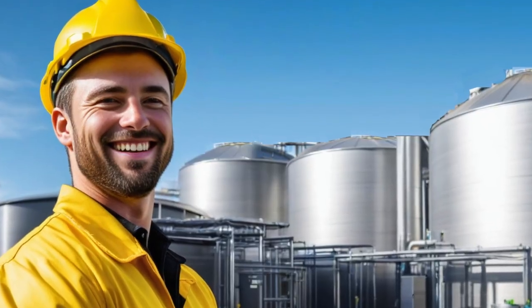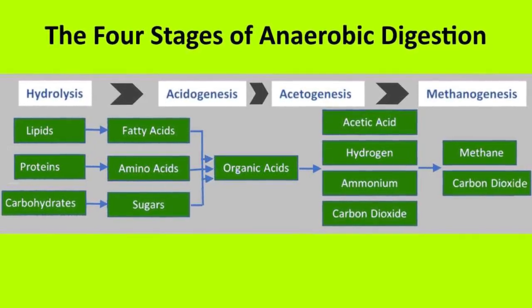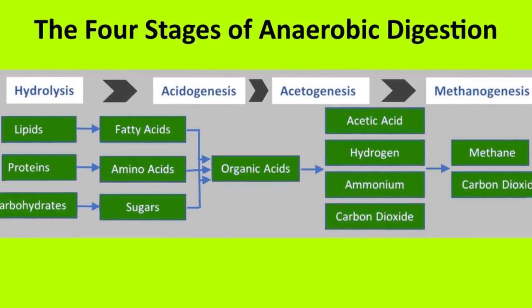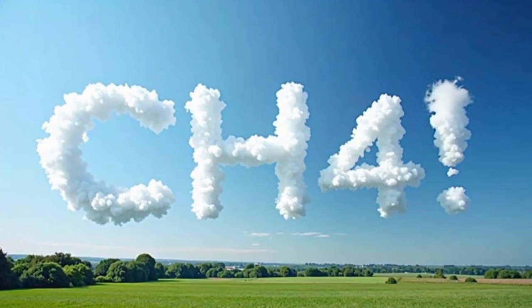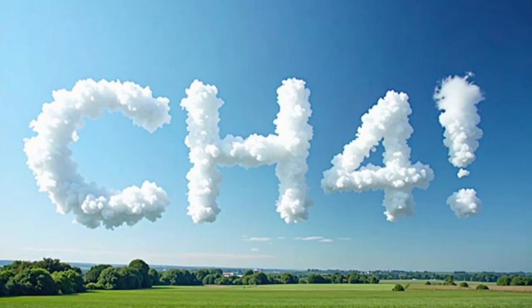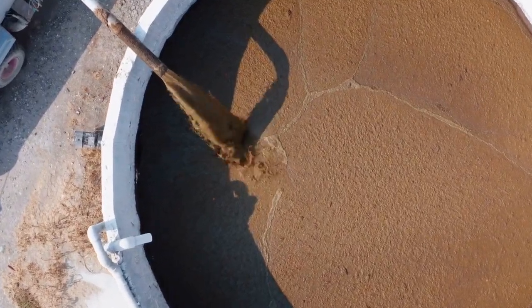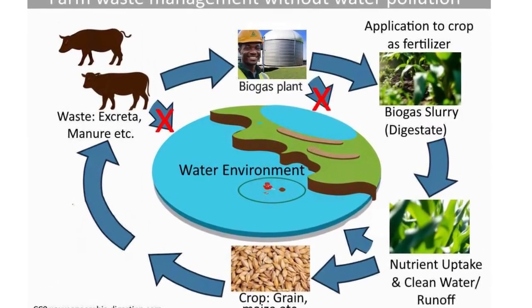Inside sealed, oxygen-free tanks called digesters, microorganisms break down organic matter through 4 stages: hydrolysis, acidogenesis, acetogenesis, and methanogenesis. This process produces biogas, mainly methane and carbon dioxide, the methane from which can be injected into the natural gas grid, generate electricity, heat, or even fuel vehicles. The leftover, which is called digestate, is a nutrient-rich natural fertilizer, closing the nutrient loop for agriculture.